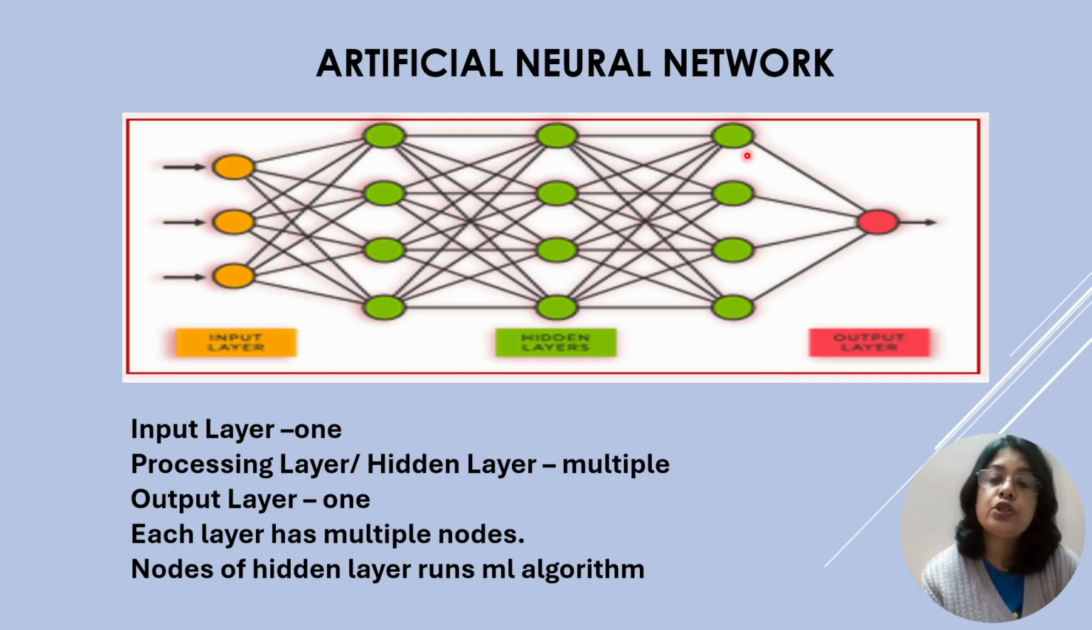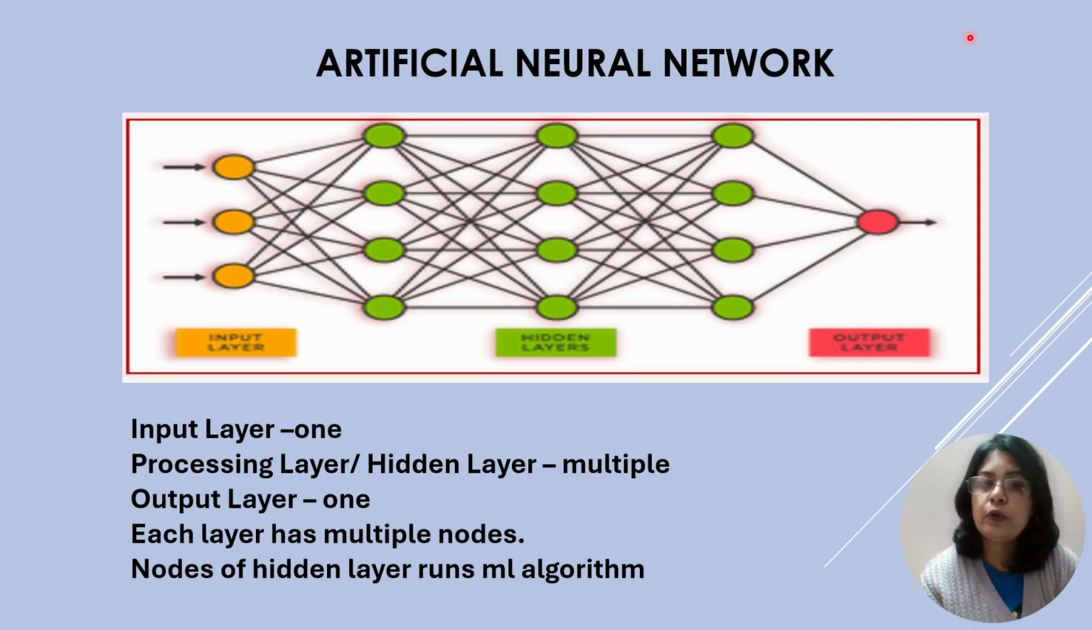But the middle layer, which is shown in green, is called the processing layer or the hidden layer. So input is passed from the input layer to the first processing layer, and every node is connected to all the nodes of the next layer. Please prepare a diagram of a neural network also. You might get a question for this. So each node is connected to all the nodes of the next layer, and all these nodes are actually running machine learning algorithms.